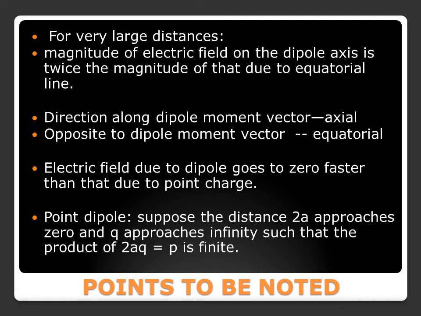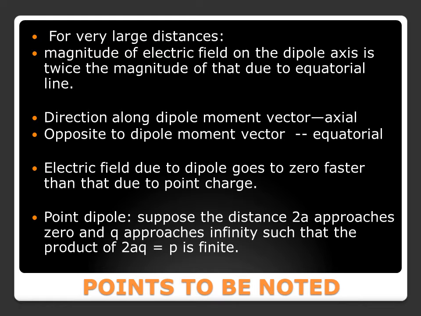Next, the points to be noted. For very large distances, the magnitude of the electric field on the dipole axis is twice the magnitude of that due to the equatorial line, as I told you. Next, the direction of the electric field at points on the dipole axis is along the direction of the dipole moment in the case of the axial field, whereas in the case of the equatorial field, it acts in the opposite direction. That is how you get your minus sign.